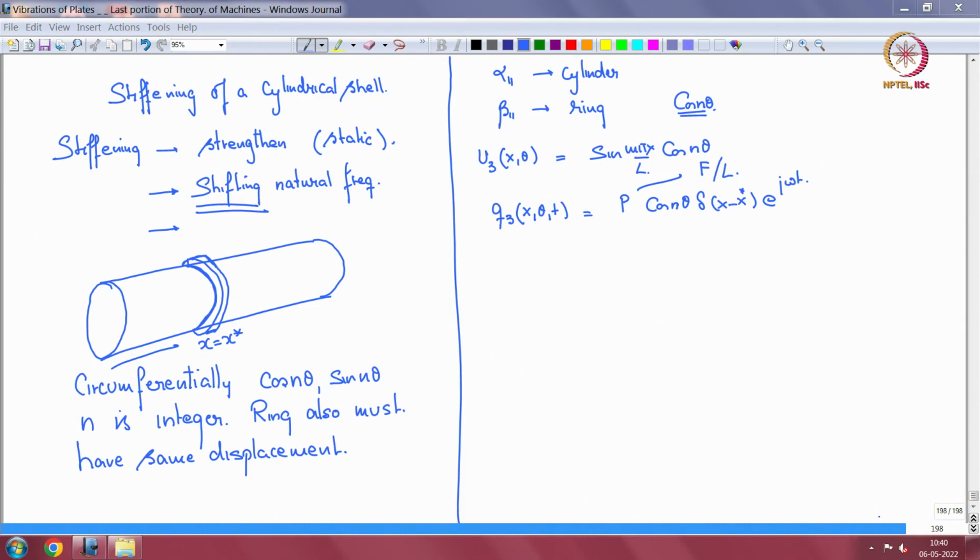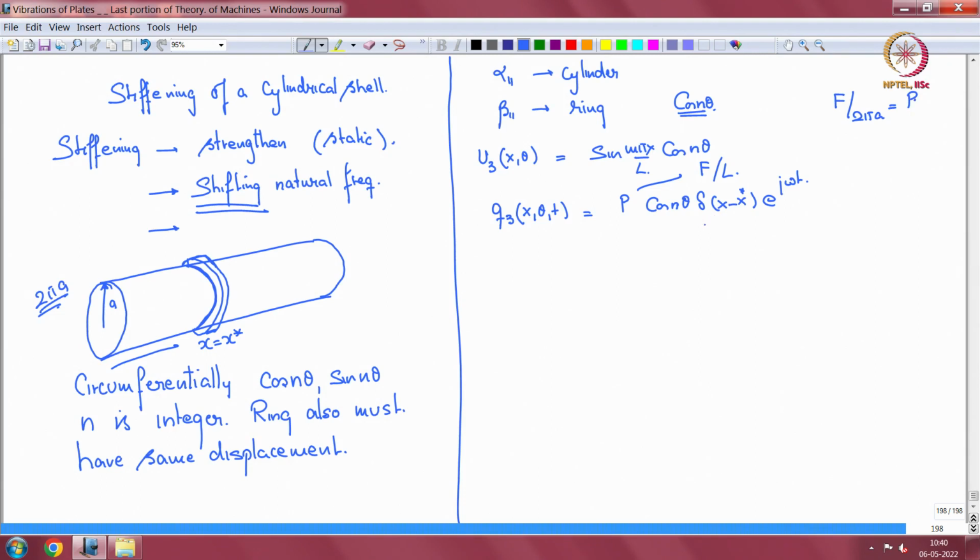So, if A happens to be the radius, then twice pi A is the circumferential length. So, the total force, whatever it may be, divided by twice pi A is P, this is force per unit length.